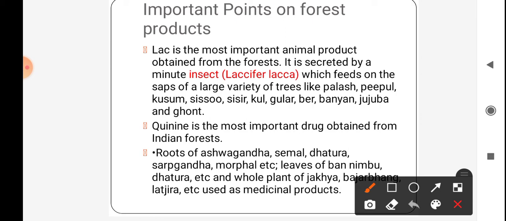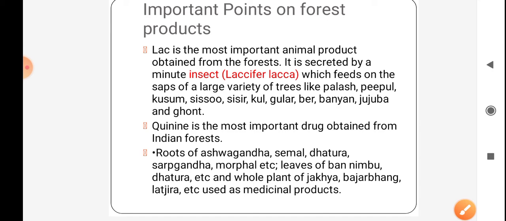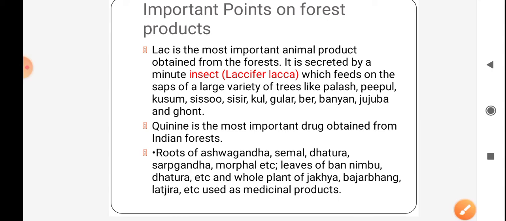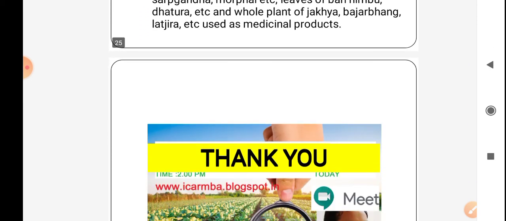Other than this, quinine, one drug, is also an important minor product which is extracted from forests. Then so many medicinal products are being fetched from forests, like roots of ashwagandha, semal, dhatura, sarpagandha, morphal, etc., leaves of ban nimbu, dhatura, etc., and whole plant of jakhya, bajar bhang, latarjra, etc. These are used as medicinal plants.